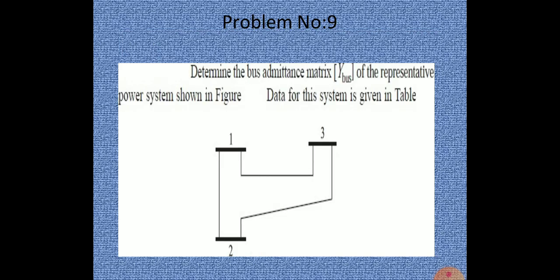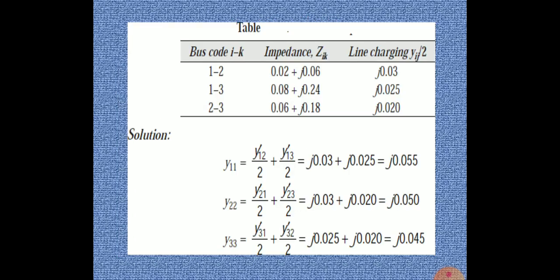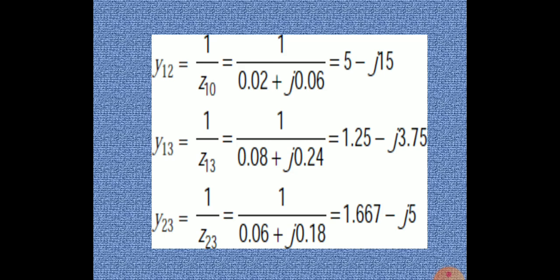Next we can solve the problem, a simple problem. We can take the data given in this table. First we have to take small y11, y12 dash by 2 plus y13 dash by 2, small y11. This is for the self-admittance values y11, y22, y33. Next, the mutual admittance values y12, y13 and y23.